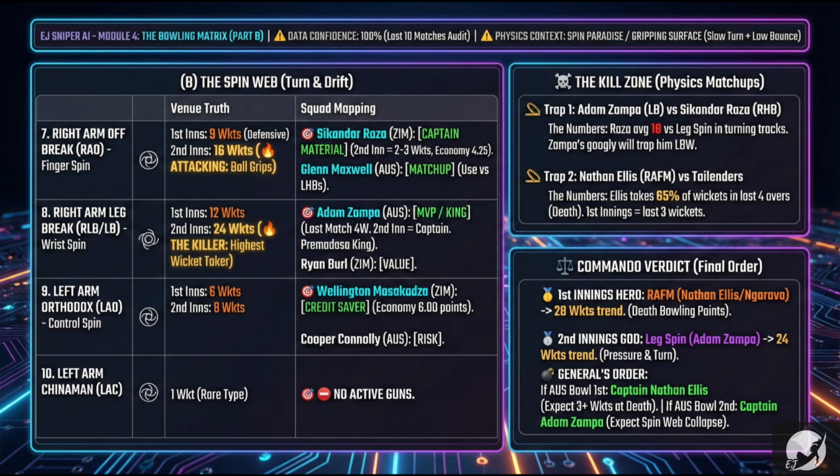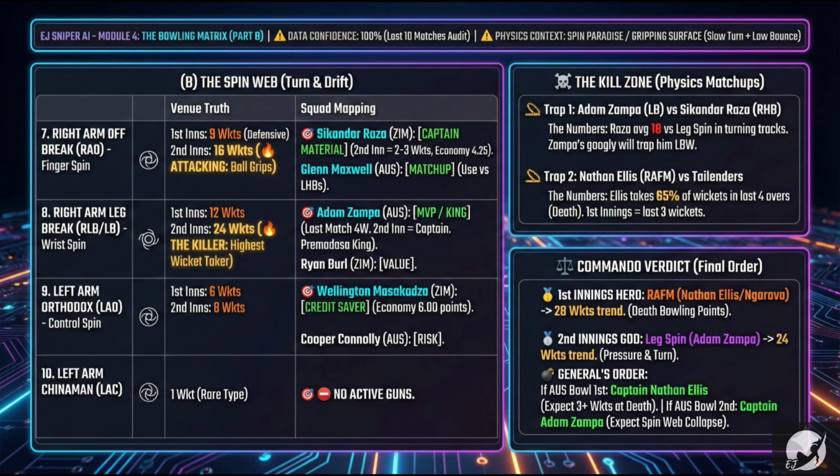Next, the offbreakers. Sikandar Raza and Glenn Maxwell. They are listed as attacking. Why? Because the pitch gets slower, and their variations become deadly. Raza is genuine captain material here. But watch out for the kill zone matchup. Adam Zampa versus Sikandar Raza. The data says Raza averages just 18 against leg spin. Zampa's googly is a trap waiting to happen.